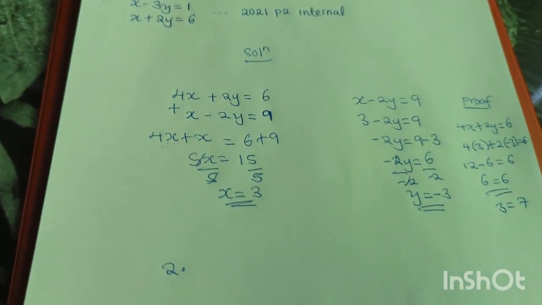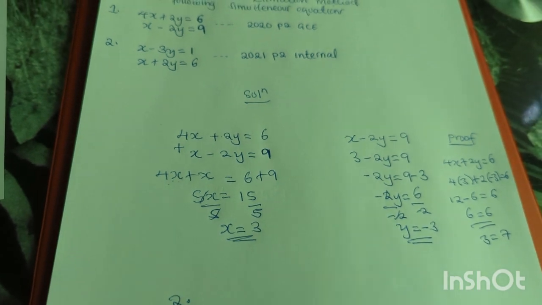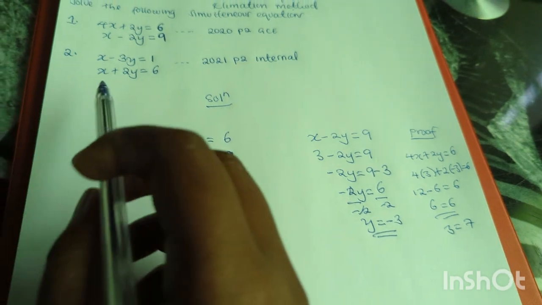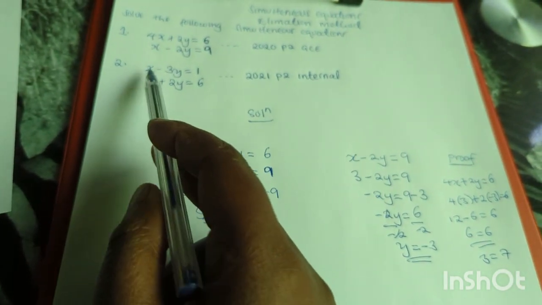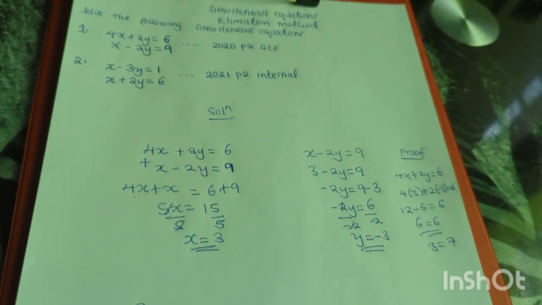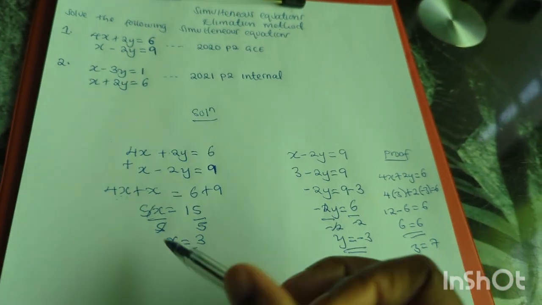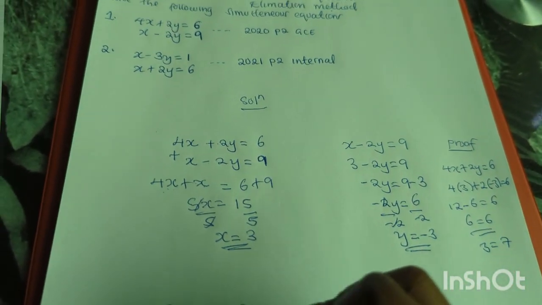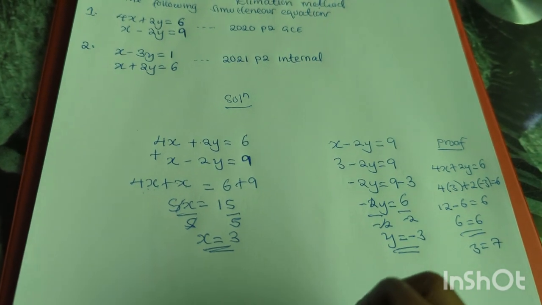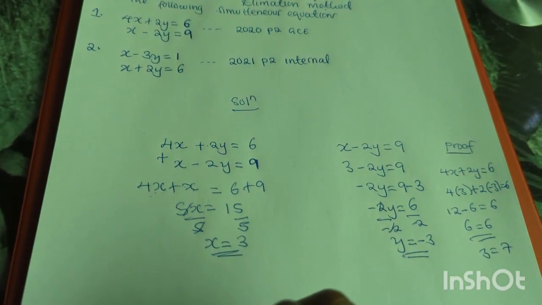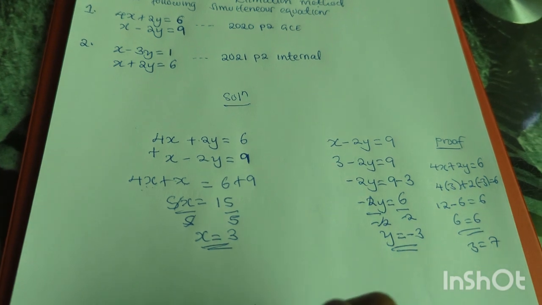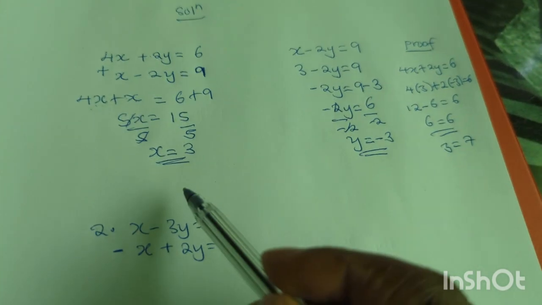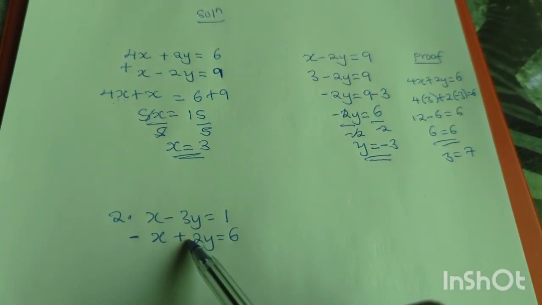Okay, now we said when the signs of the variable you want to eliminate are the same, you subtract. When they're different, you add. So here we have positive 1 on both sides. So we are subtracting equation 1 minus equation 2. So I'm writing my equations rather, x minus 3y equals 1, then this will be minus x plus 2y equals 6. So I'm subtracting equation 1 minus equation 2.